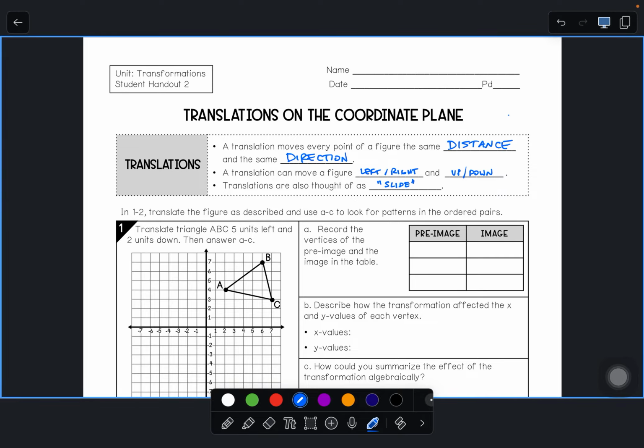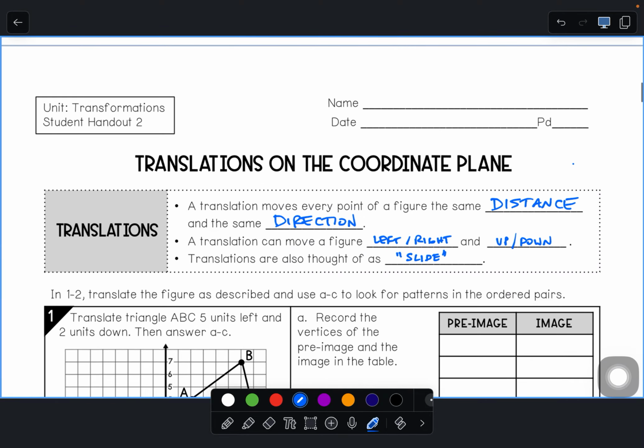All right, so here we are with our second lesson of Unit 6, Translations in the Coordinate Plane. A translation, we get more specific here with each of these transformations. The first one's translation moves every point of a figure the same distance and the same direction. Translation can move a figure left to right and up or down. Translations are also thought of as a slide, so you're sliding the shape around the coordinate plane.